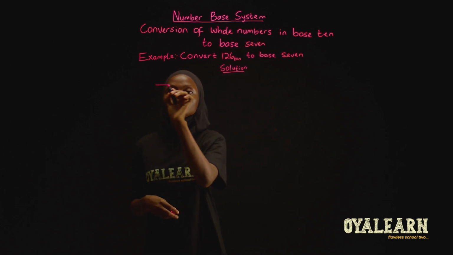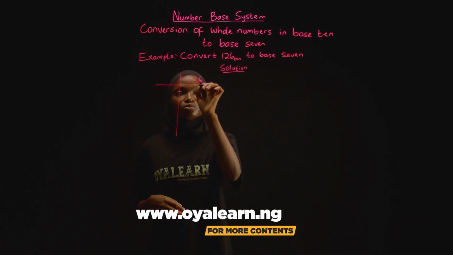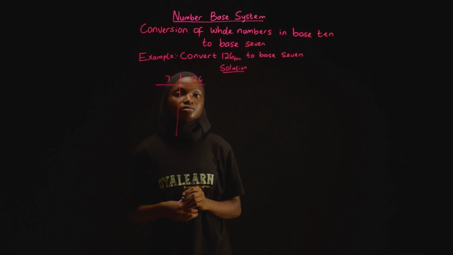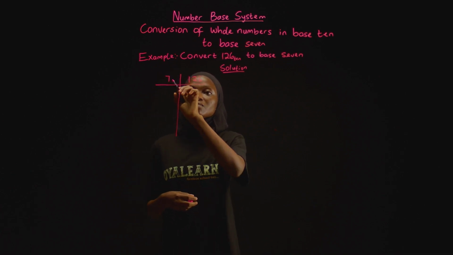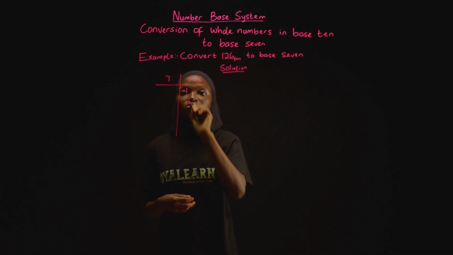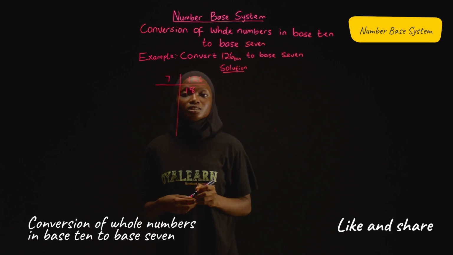First, we draw a table. We place our 126 at this side. Then we place the base we are converting it to, 7 in this case, at the other side. Then we divide. 7 goes in 126, we take it by bits. 7 goes in 12, that's 1 remainder 5. 7 goes in 56, that's 8 remainder 0.